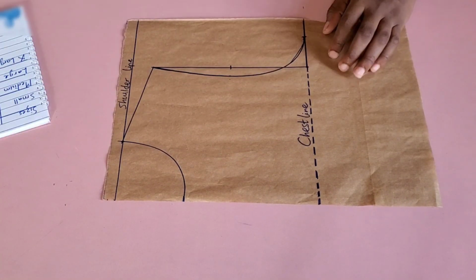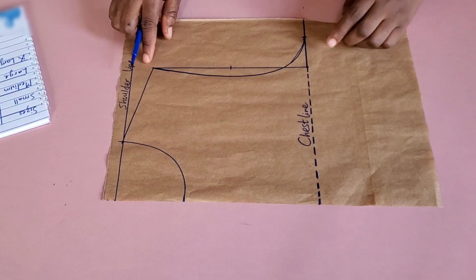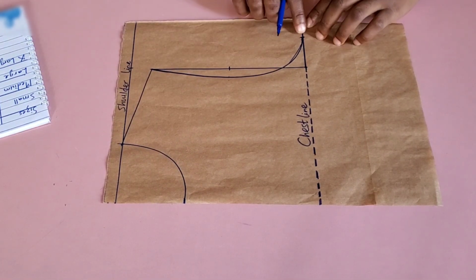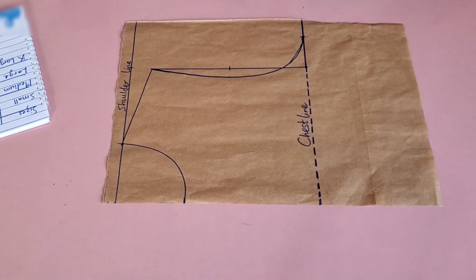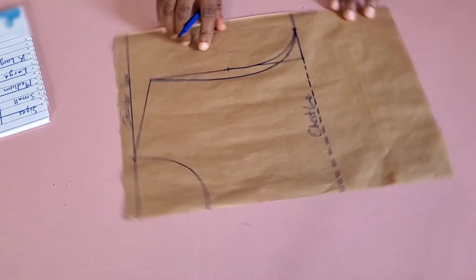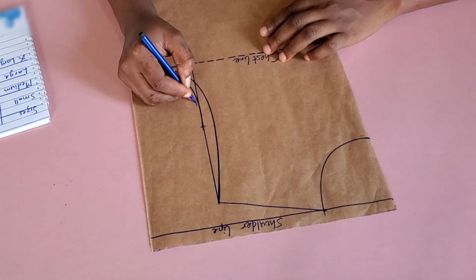Now this armhole is for the front. The back armhole is quite different. We need not go in by any measurement. We just connect these 2 points together this way. I will label the back armhole and the front armhole.